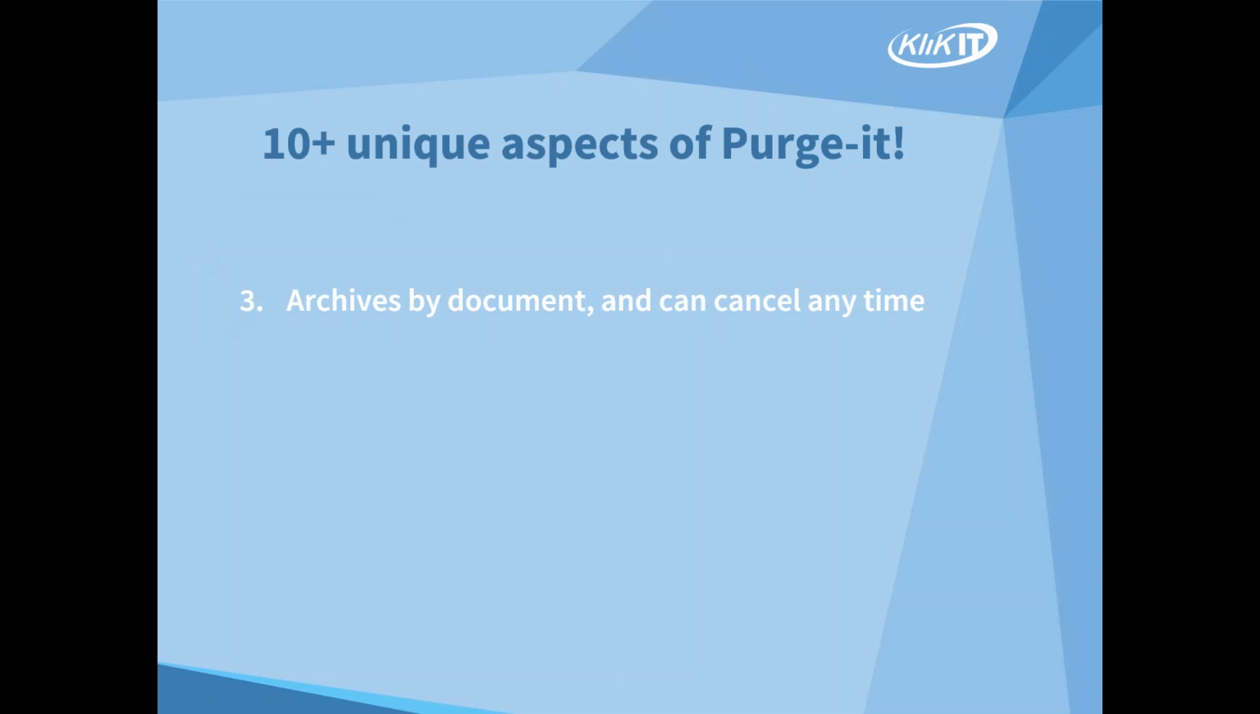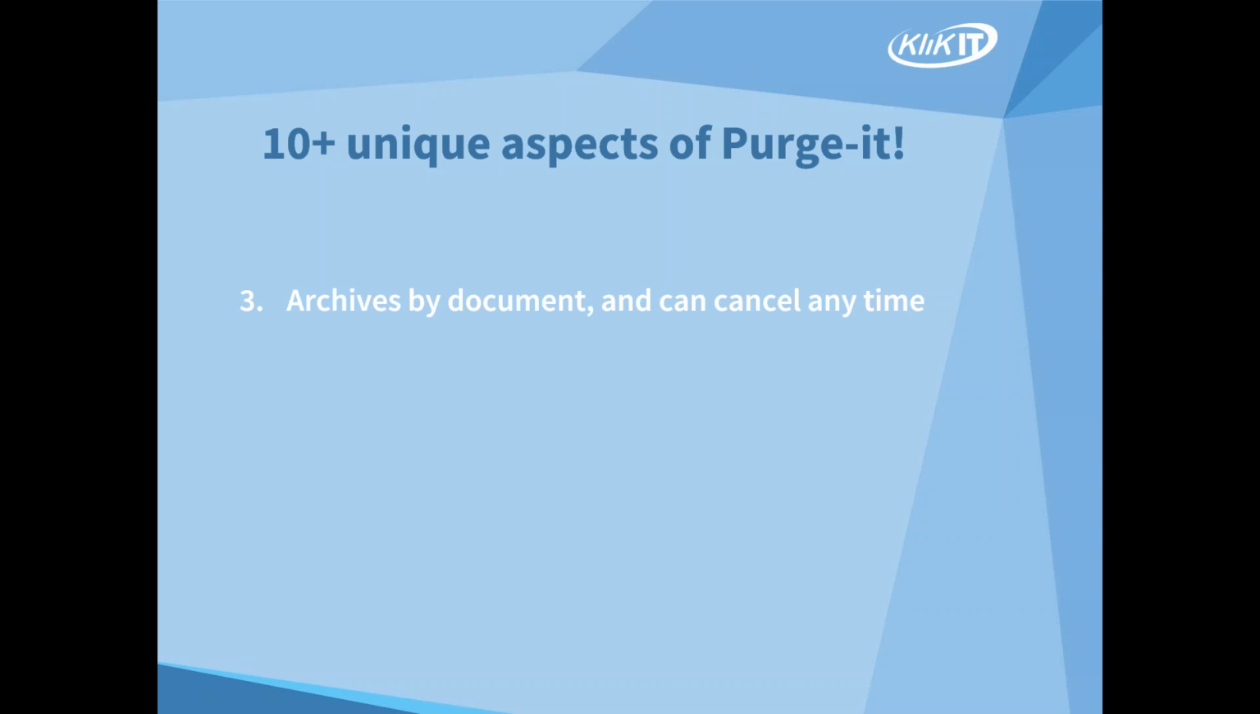Purge-it archives by document, and you can cancel at any time. When you archive by document, what you're doing is you're taking, for example, a header of a purchase order, and then all of the detail for that purchase order: the detail, the ledger, the receipts, price adjustments, held orders, order addresses, and so on. And then you're moving all of those records for that one order across to the archive in one go.